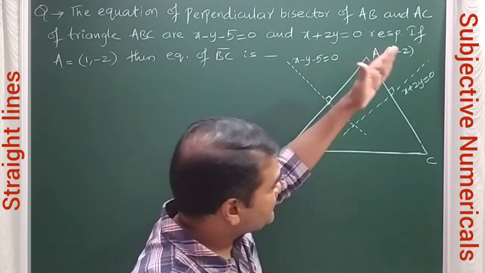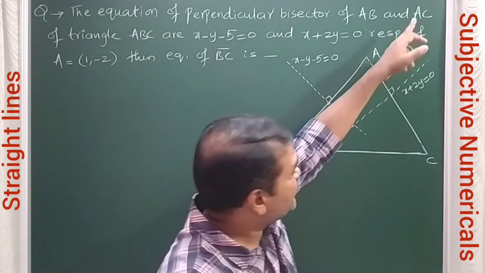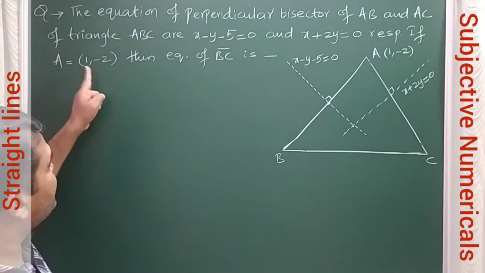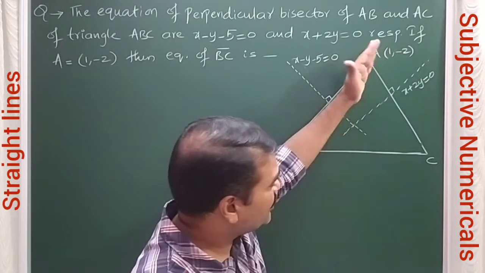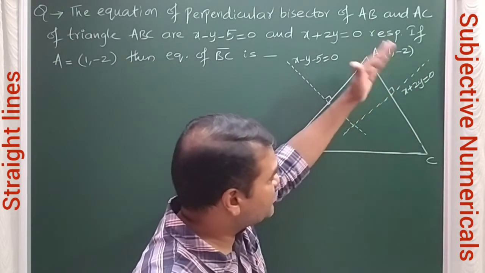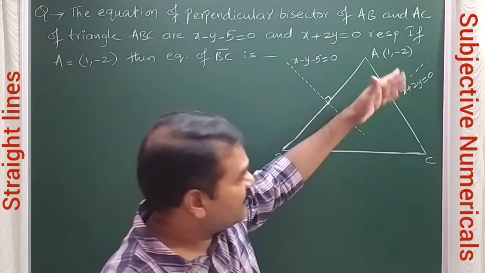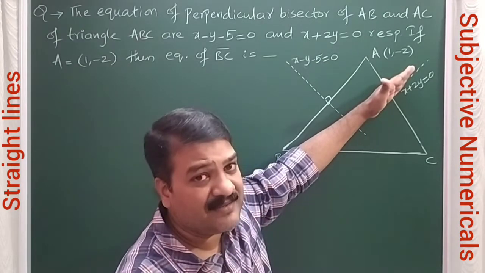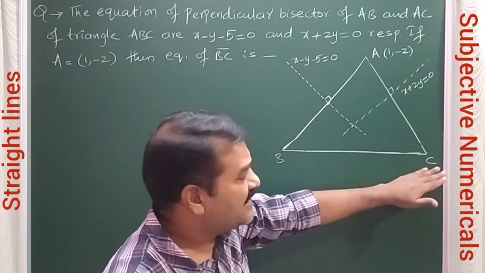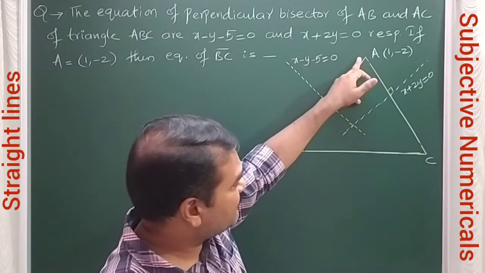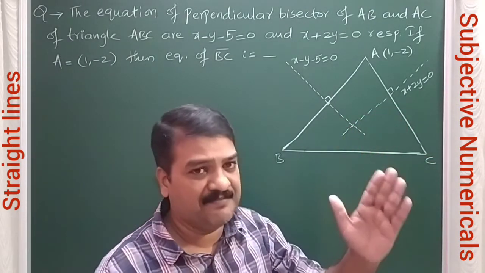The same happens here also, because the perpendicular bisector of AC is given as x plus 2y is equal to 0. So this is dividing AC into two equal halves, and this point is the midpoint of AC. Therefore this line can be taken as a mirror and the image of A with respect to this line can be taken as C. That means the distance of A from the line and the distance of the image of A from the line will be the same.